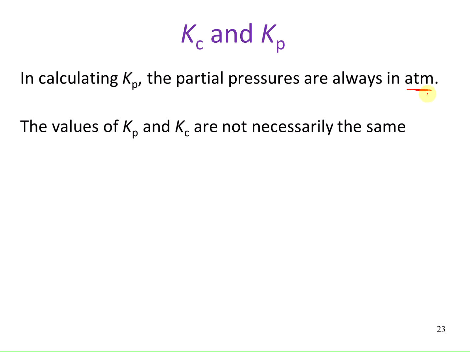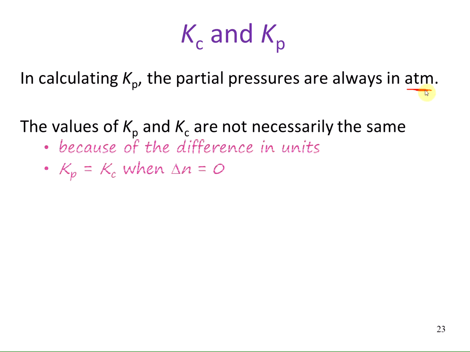The values of Kp and Kc are not necessarily the same. Sometimes they'll be the same, sometimes they won't. And this is due to a difference in the units. The only time that Kp will equal Kc is when the delta n equals 0. And this means the change in the number of moles. So if you have the same number of moles of products as you do the number of reactants, then the Kp will equal the Kc.